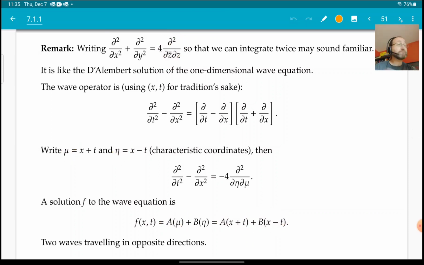And what that says is that the solution of the wave equation is two waves traveling in opposite directions. You have the wave A, and all I'm doing as time goes on is shifting it, and I'm shifting B in the opposite direction. So I have two waves, superimposed, so I'm adding them, and they're traveling in two different directions.